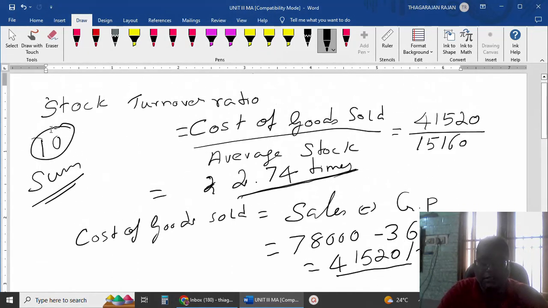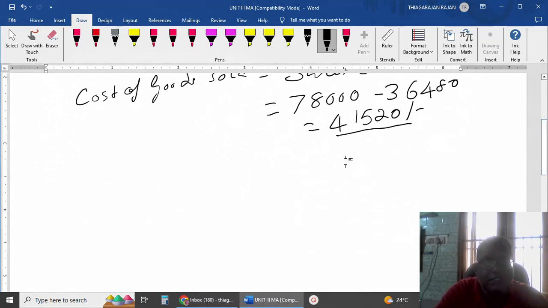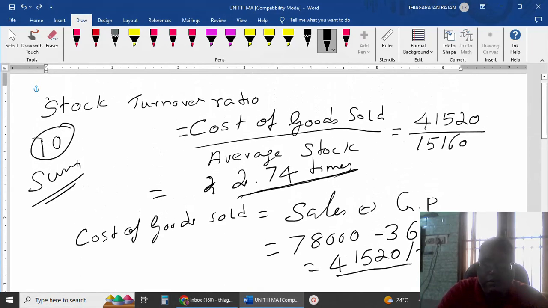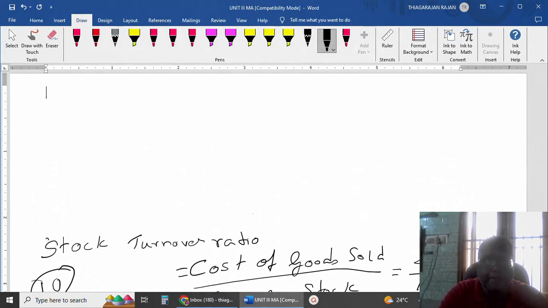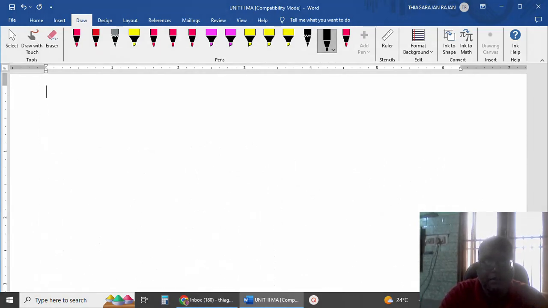Sum number 11. One second, I am uncomfortable with this. Is it coming? No. One second please. Okay, we will mark it. Okay, here we go. Sum number 11.